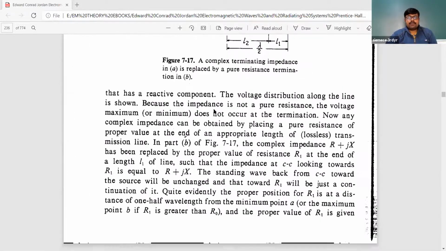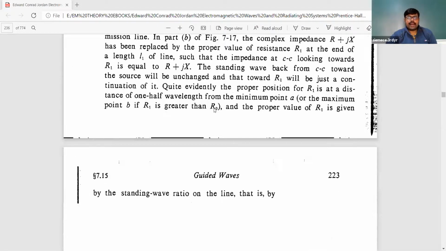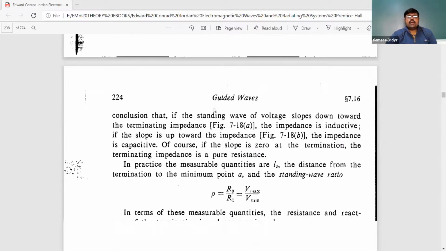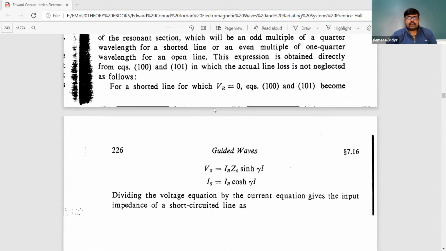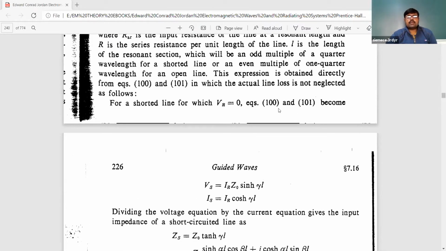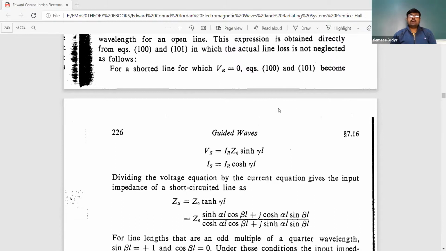But in today's article, they have defined two different analogies, that is equation number 7100 as well as equation number 7104. These are the two different equations I want to mention in this case. So if we see equation number 7100 and 7101, the voltage source equation Vs and the Is equation will be modified, and we get the expressions: Vs equals IR Z0 sinh of gamma L, Is equals IR cosh of gamma L. That is the two expressions we are getting.